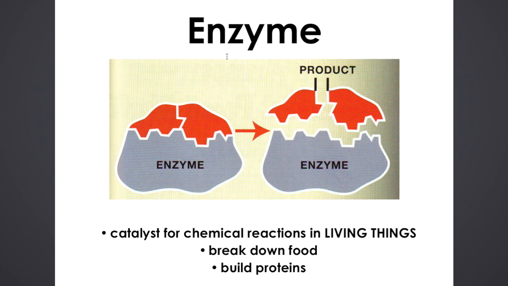Enzyme. Repeat after me. Enzyme. An enzyme is a catalyst for chemical reactions in living things. It breaks down food and builds proteins. An enzyme and its products fit into the lock and key model. They must match each other's shape.